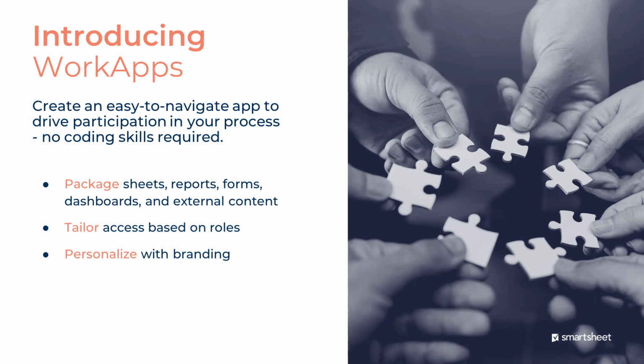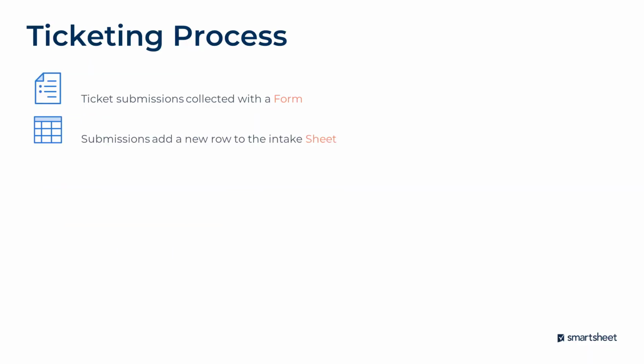And I'm going to take a couple slides here to talk through a ticketing process and what that might look like in Smartsheet. And then we'll head into our demo where Rekha is actually going to demonstrate taking this process and building a WorkApp for it. So for a ticketing process or a request management process, you are likely going to start out with a Smartsheet form. And anytime that form is completed, you're going to have a row added to a sheet.